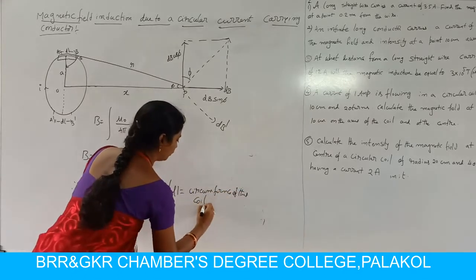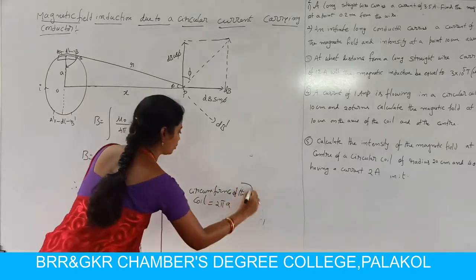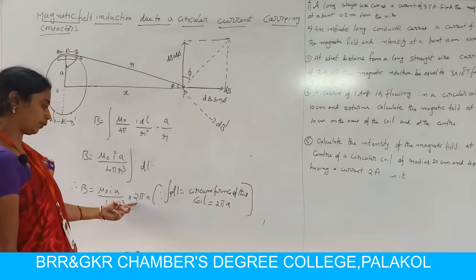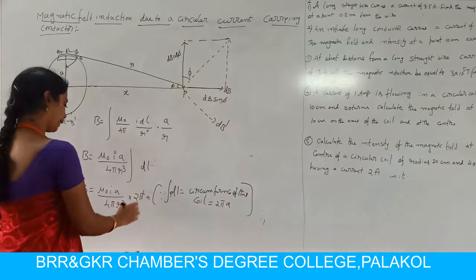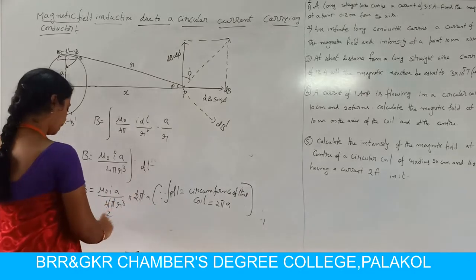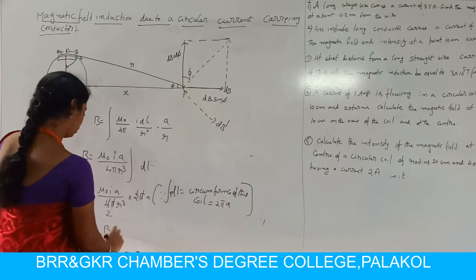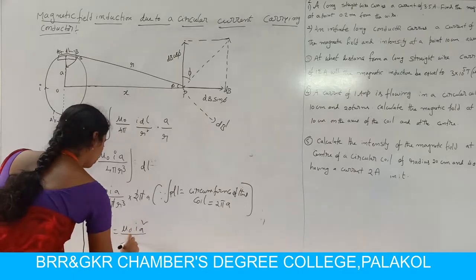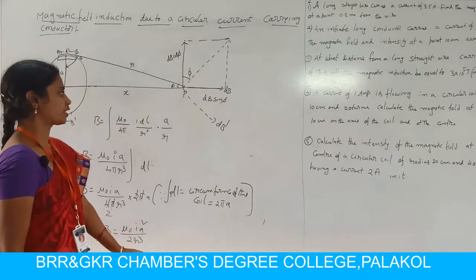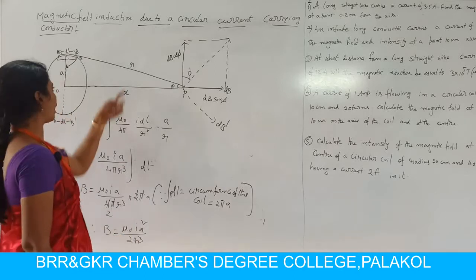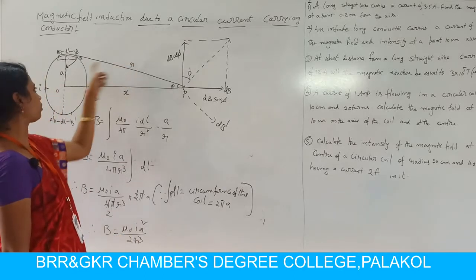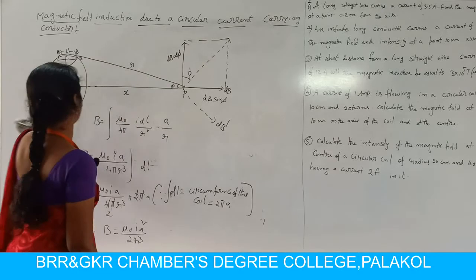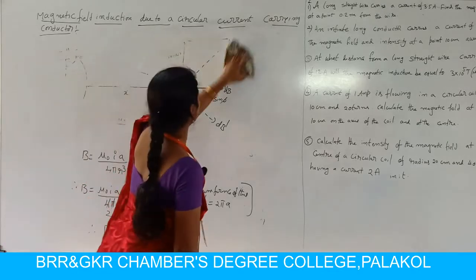The circumference of this coil is 2 pi A, hence we substitute this term in the equation. Then we have B equal to mu naught I A by 4 pi R cube into 2 pi A. By cancelling pi and the 2, we have B equal to mu naught I A square by 2 R cube. From this diagram we can write R square equal to A square plus X square, which is a right angle triangle.